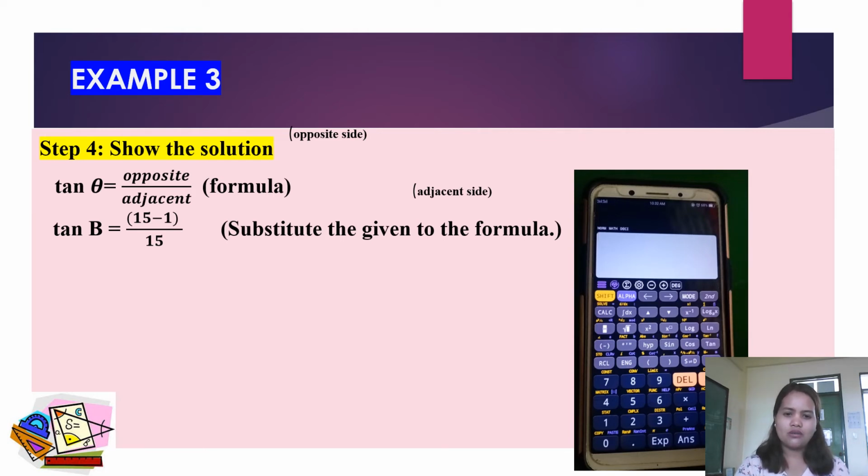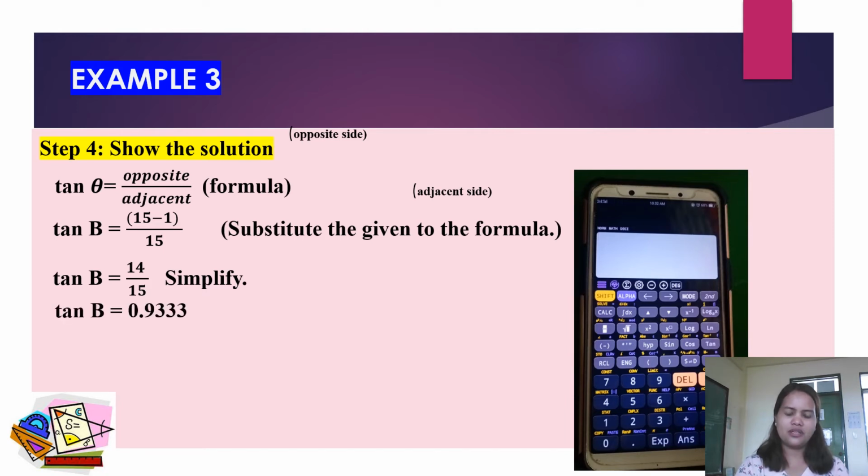Yung opposite, yung height nung tree, which is 15, we're going to subtract 1. Kasi yun yung height ni Jessa. Kasi diba yung line of sight niya ay hindi naman doon sa ground. Doon siya sa eyes ni Jessa. So we're going to consider her height over 15, which is the adjacent. Okay, next. Tangent B equals 14 over 15.